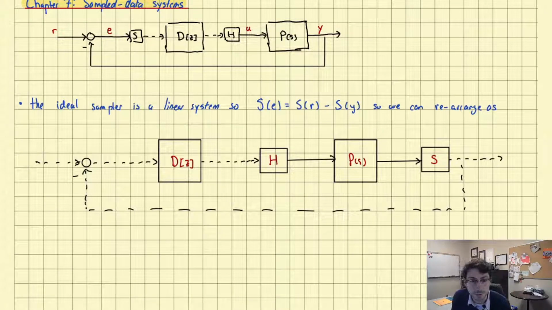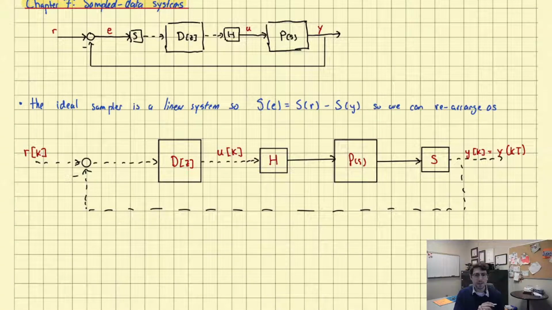All right, sorry about that, it took a bit of time, but hopefully you agree that these two pictures are the same. Let me label some of these things. So this now we'll call R of K. This we'll call U of K. And this, of course, is Y of K. It's Y of KT. Okay, I haven't really changed anything. I just moved the sampler from sandwiching the controller to being at the output of the plant, essentially.